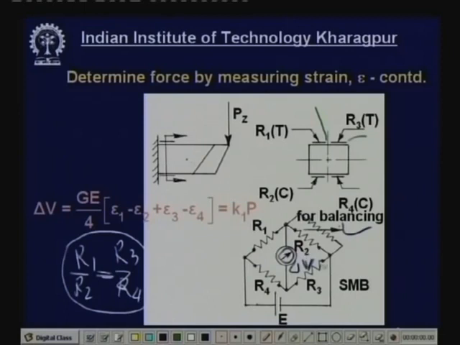Now, this will be under no load condition. Then you apply the force, known force or any force. Immediately this ratio will no longer remain the same, this will change.